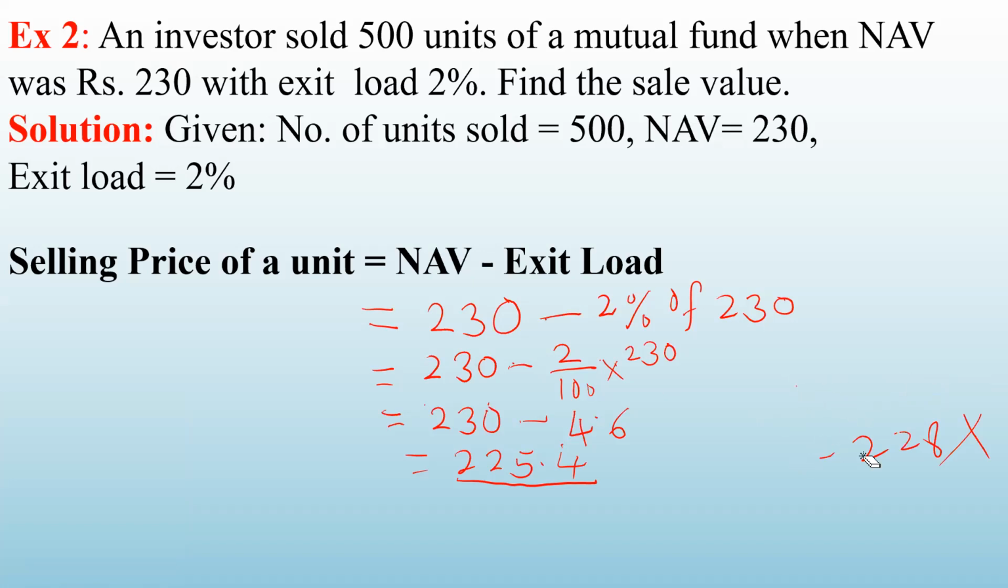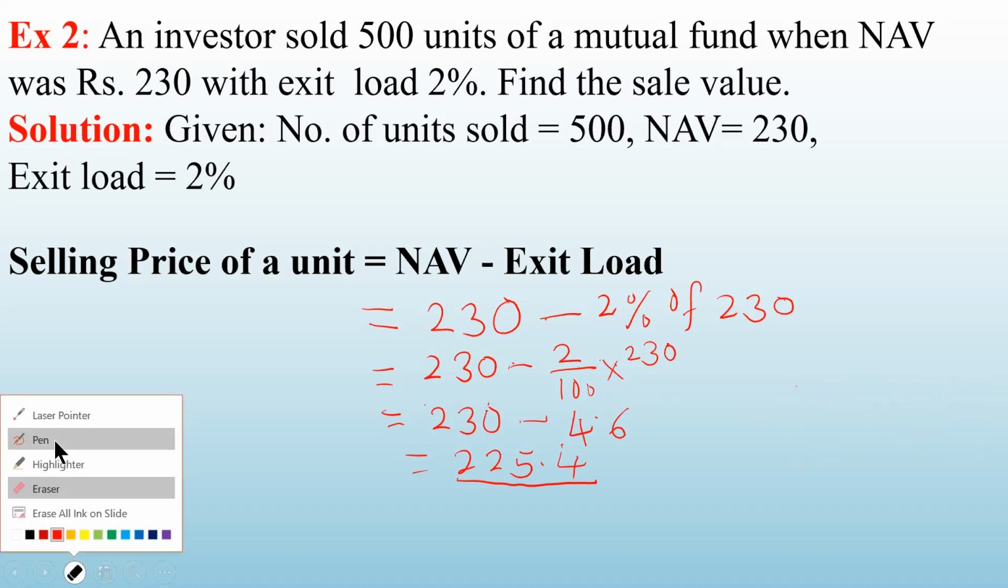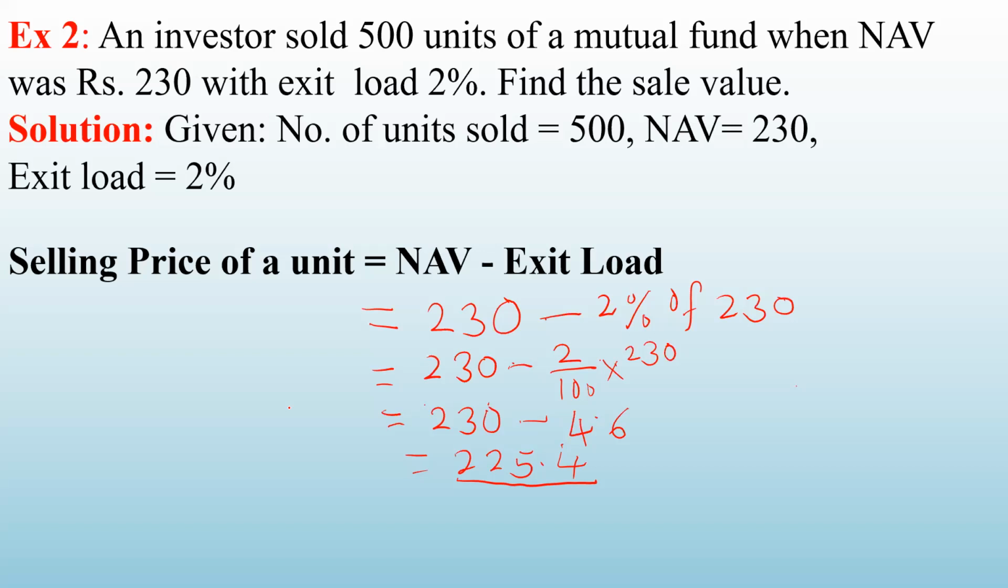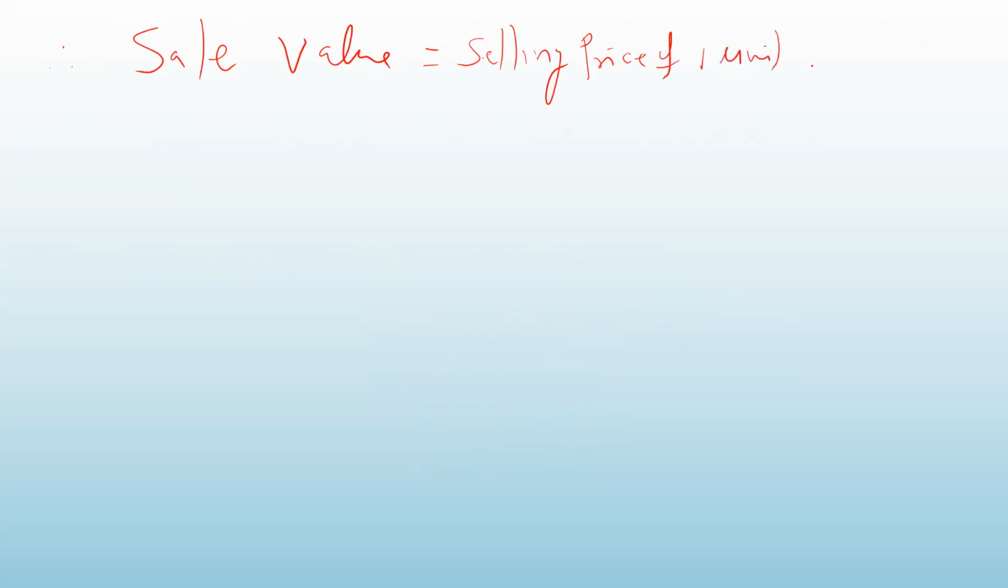Okay. So we have calculated the selling price of 1 unit and it is coming as 225.4. Now you have to find out the total sale value. So what is the sale value? Therefore, sale value is equal to selling price of 1 unit multiplied by number of units sold.